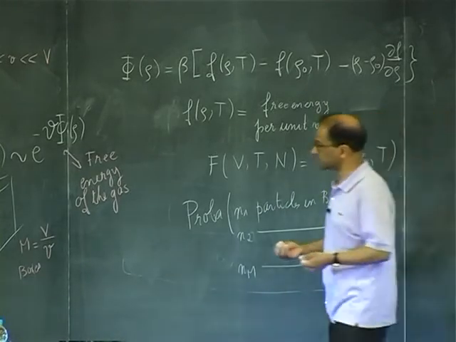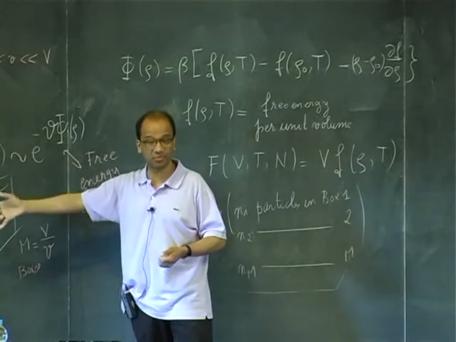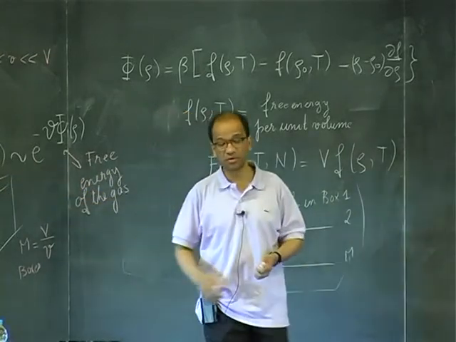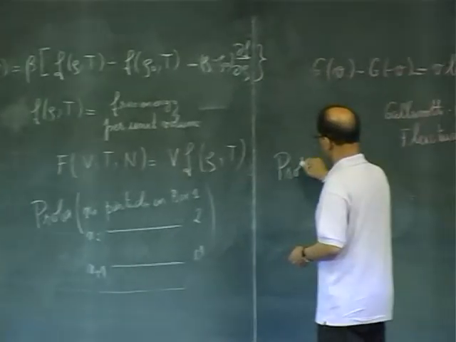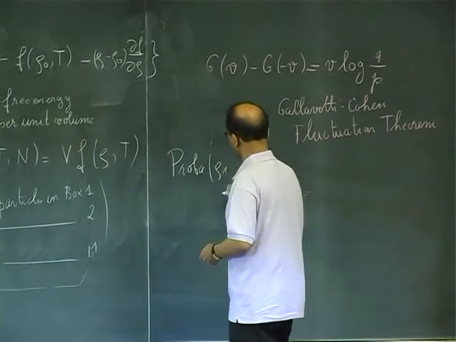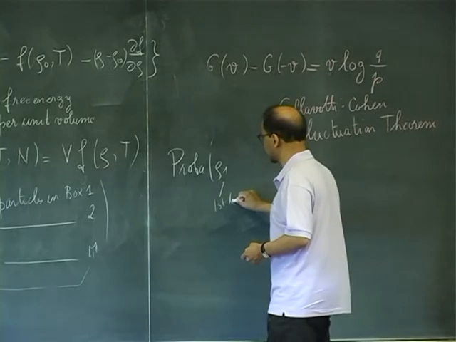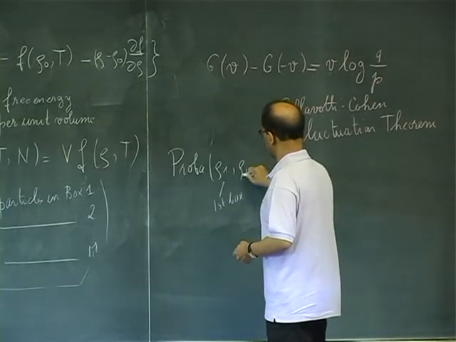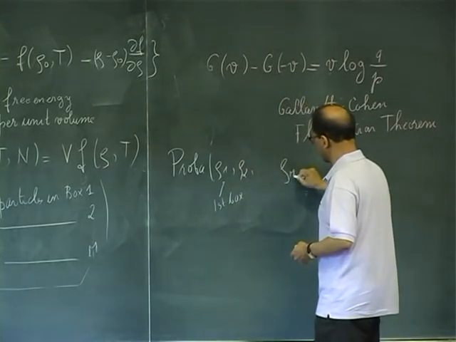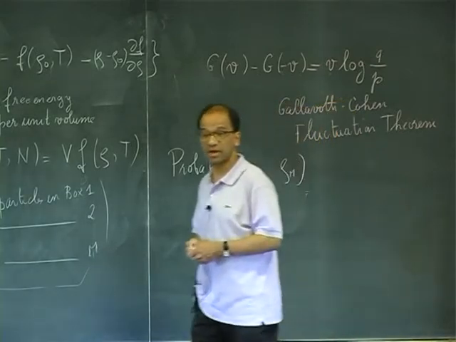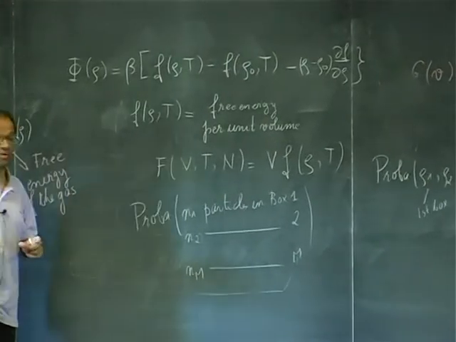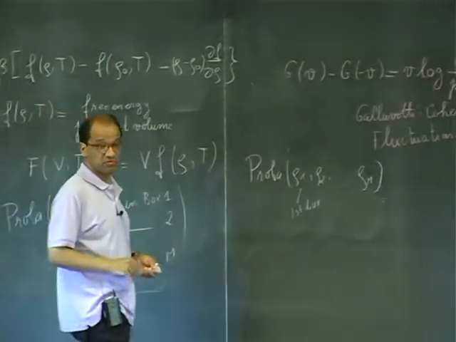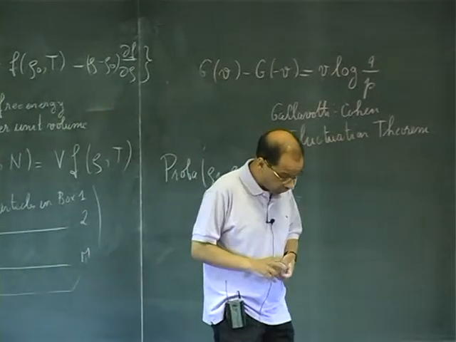So what is the probability that I see density rho 1 in the first box, rho 2 in the second box? So it's better to talk about the probability of seeing density rho 1 in the first box. It's the same question. Rho 2 in the second box, rho m in the mth box, in the last box. So you see it's a kind of more refined question. Here it was one box, now I have boxes everywhere. Of course the total number of particles is conserved, it's a closed system.